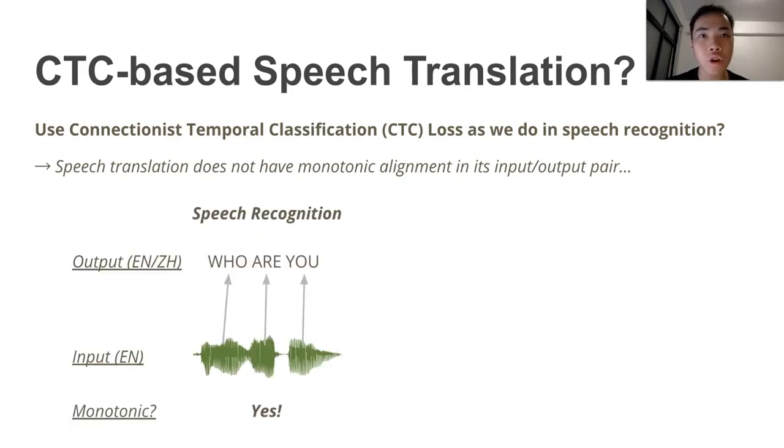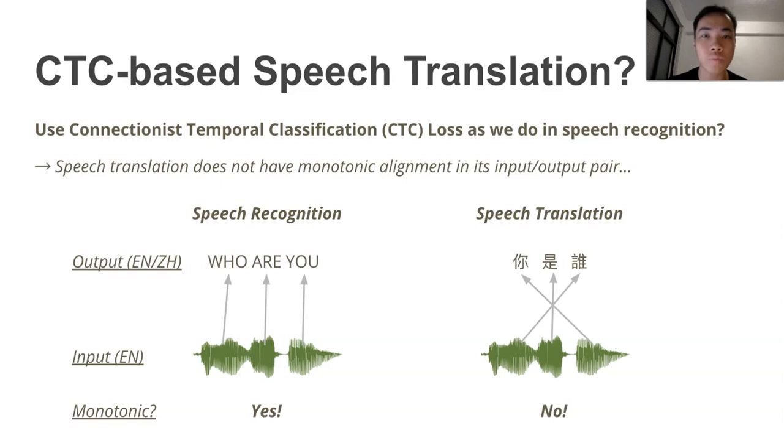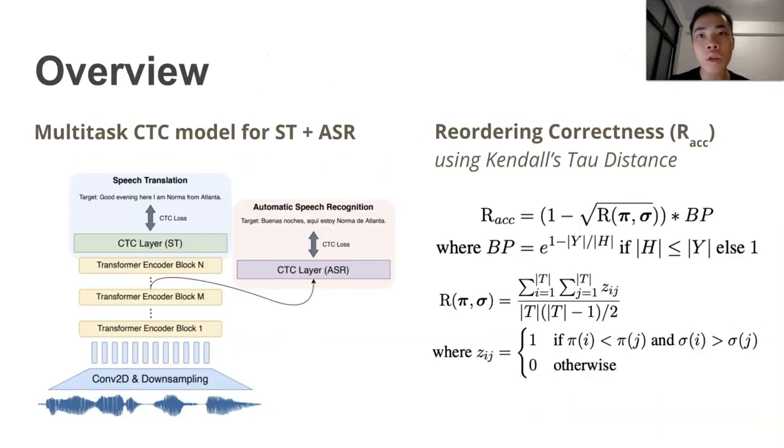CTC is suitable for the tasks with monotonic alignment between input-output pairs, such as speech recognition. But this condition does not hold in speech translation. In this work, we try to explore the possibilities of using a CTC-based transformer model to perform speech translation. We have two contributions here.